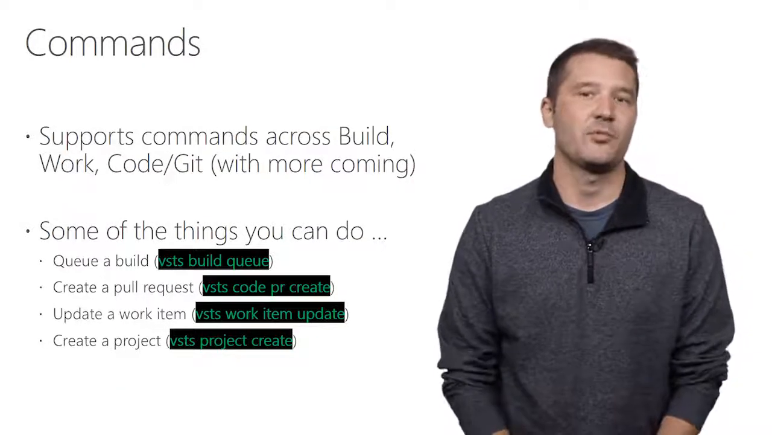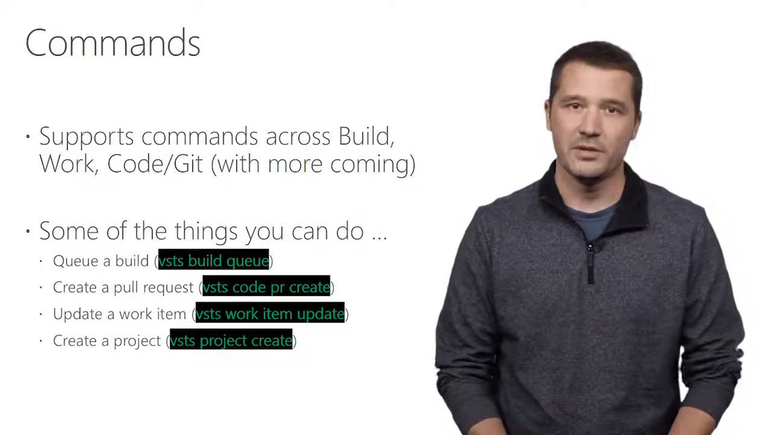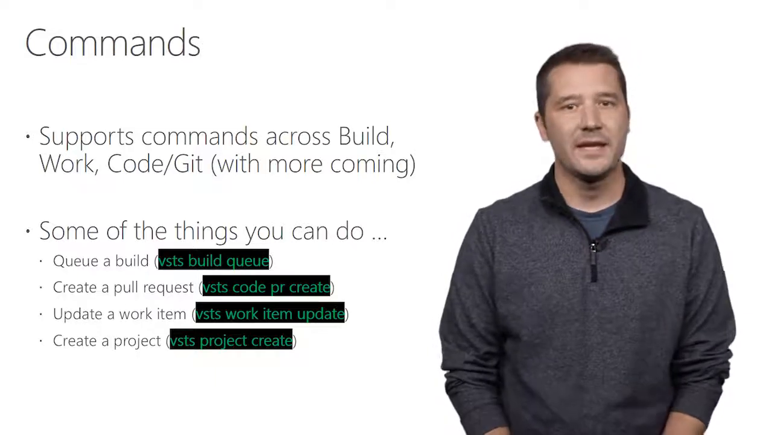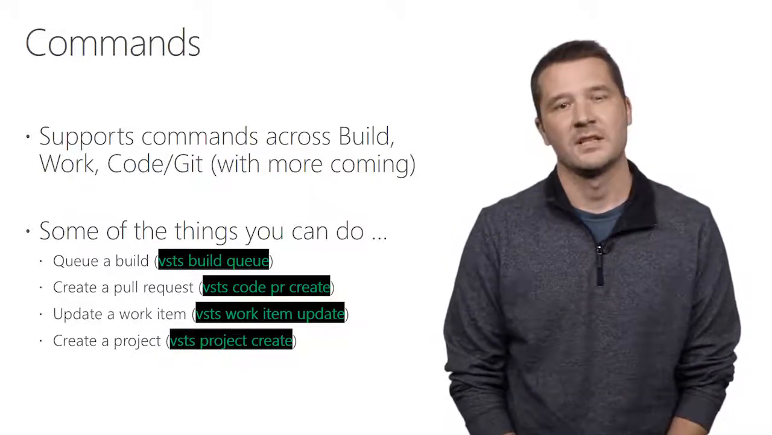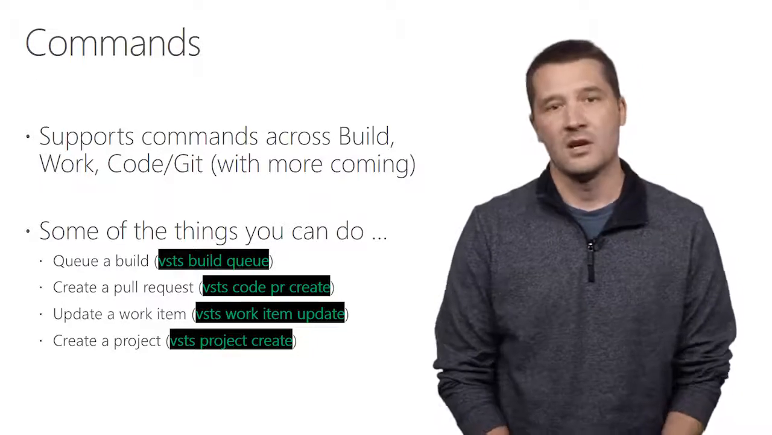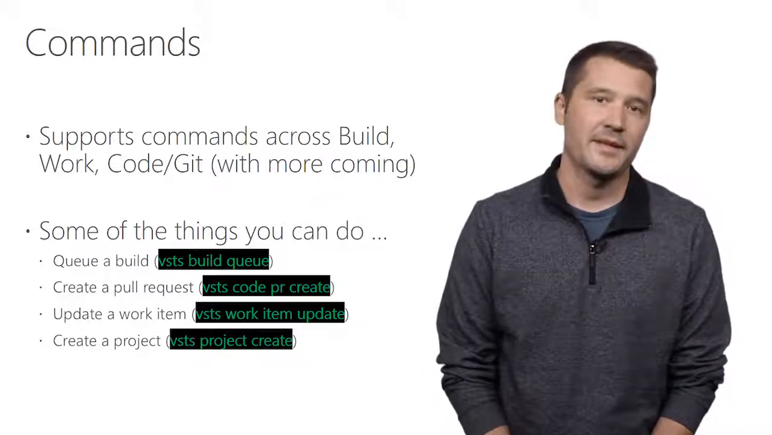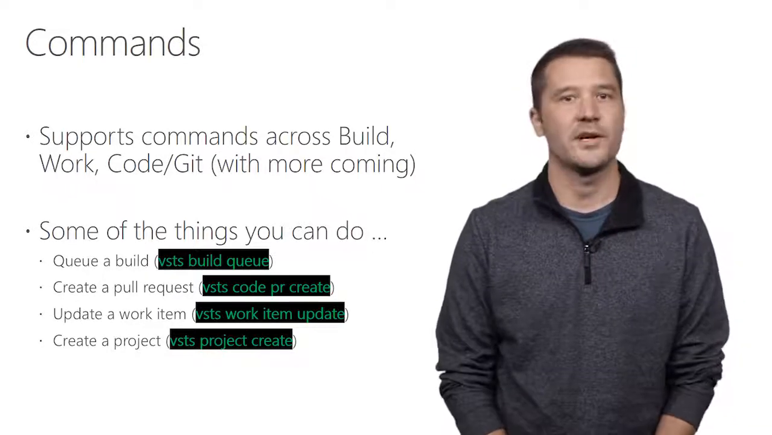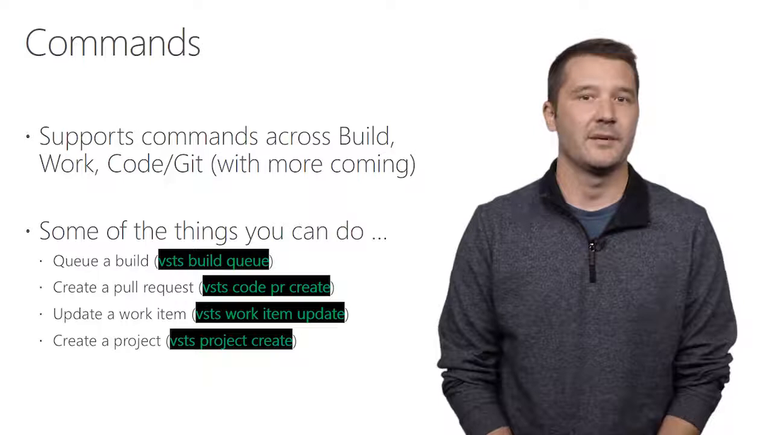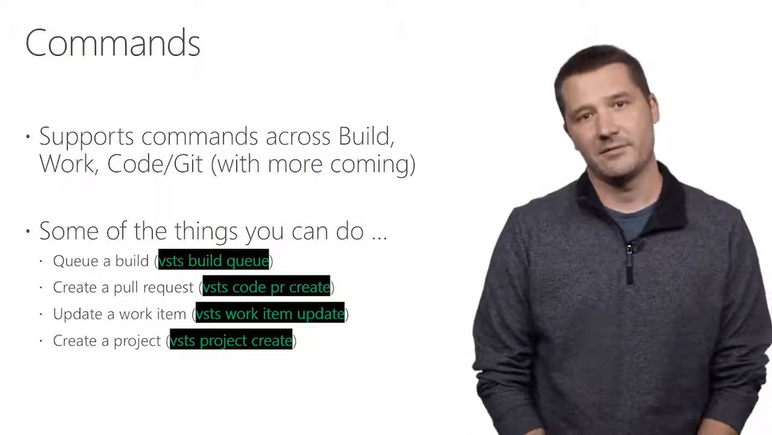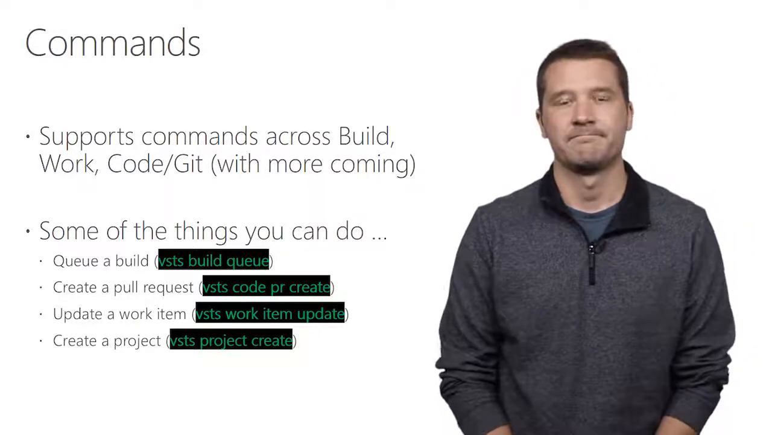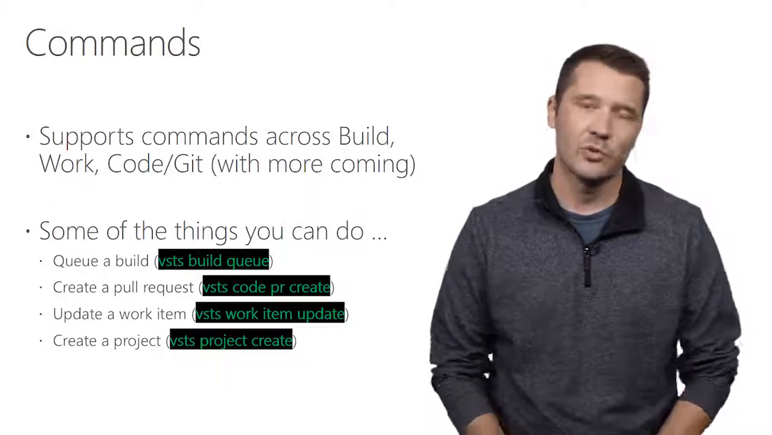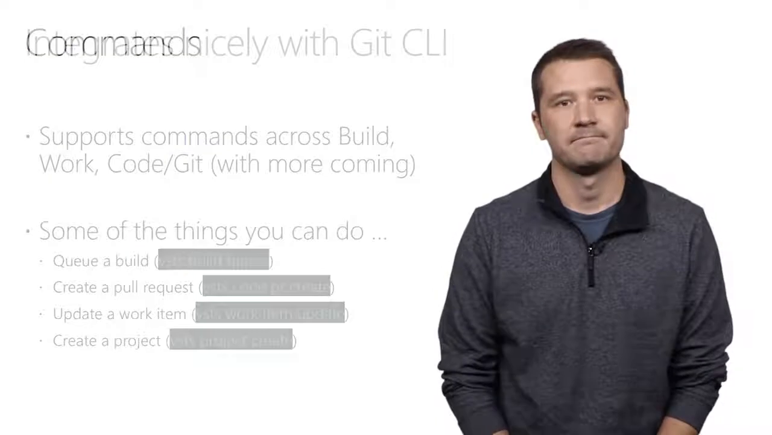So the VSTS CLI preview supports a good set of commands across build, code, and work. This initial set of commands is typically focused on making individual developers more productive. So some of the things you can do: you can queue a build and check its status from the command line. You can create a pull request, add reviewers to that pull request, vote on a pull request. You can create and update work items. You can also do management type activities like creating projects or accounts. This is only just a start and just a very small view of what you can actually do right now. We're going to be adding a bunch more commands over time.